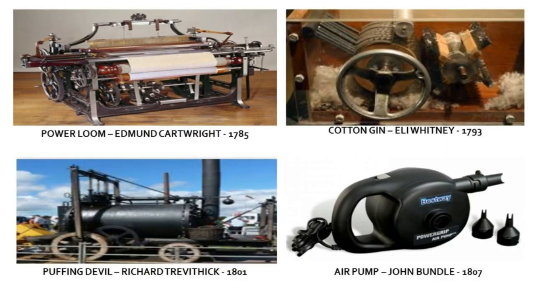Power loom, useful for textiles, invented by Edmund Cartwright in 1785. Cotton gin, also useful for textiles, invented by Eli Whitney in 1793. Puffing Devil, the first steam-powered locomotive, invented by Richard Trevithick in 1801. Air pump, useful for mines, invented by John Blenkinsop in 1807.